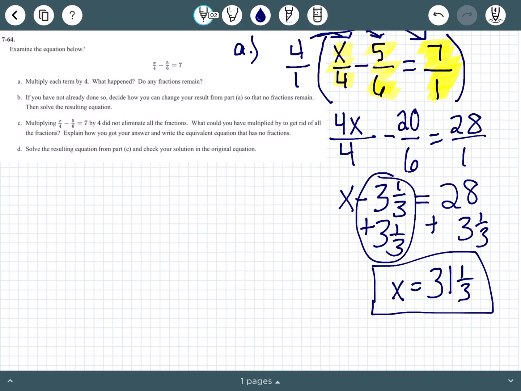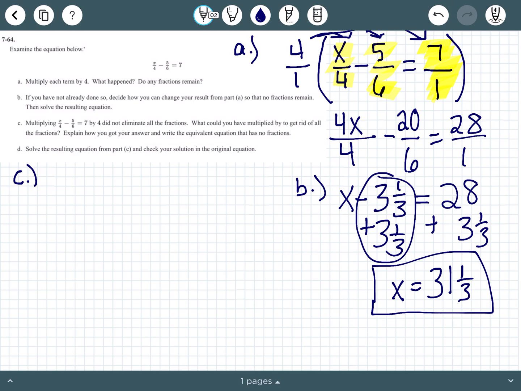Now let's take a look at part C. So this all here, this was part B. Now part C, it says multiplying our equation by 4 did not eliminate all of the fractions. What could you have multiplied by to get rid of all of the fractions? Explain how you got your answer and write the equivalent equation that has no fractions.